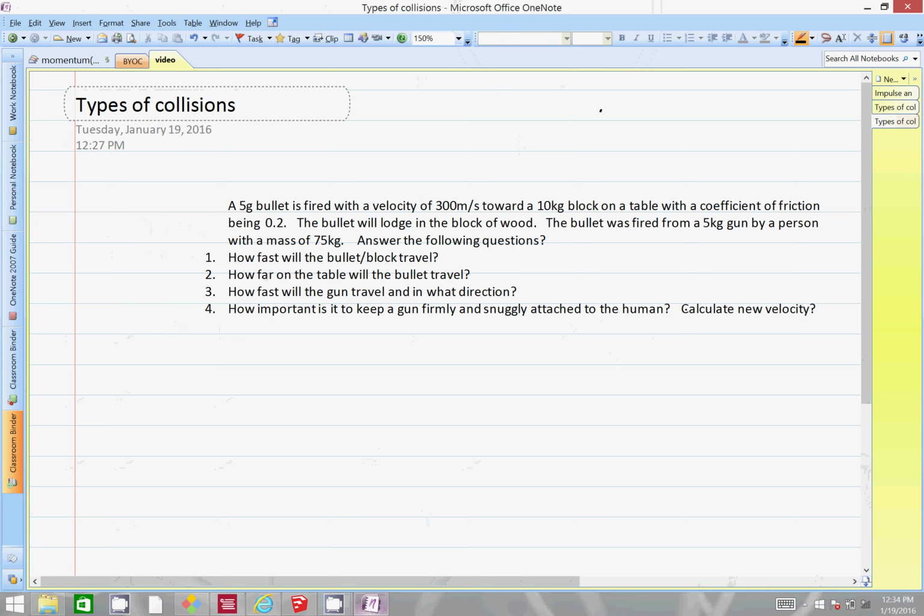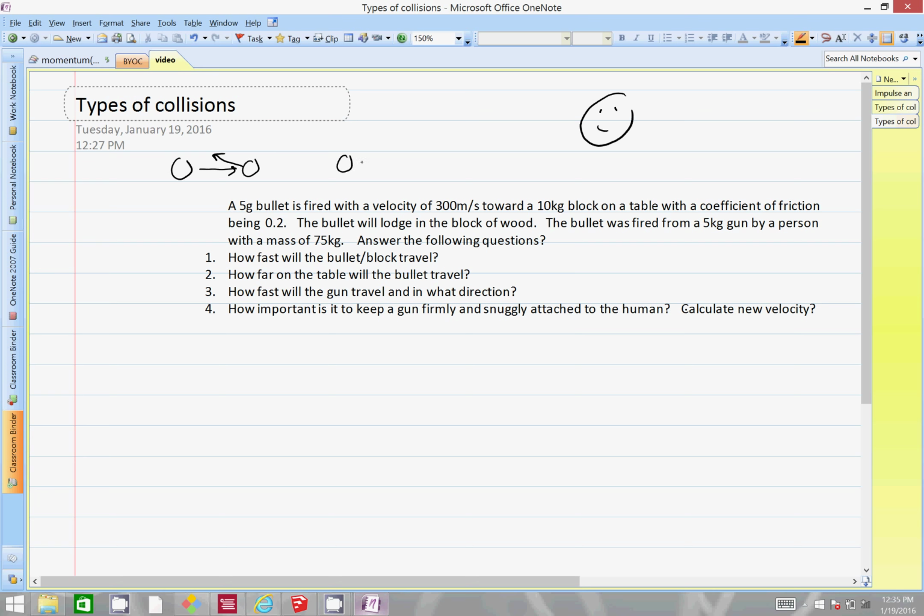A couple of problems here involving collisions. Working through one main problem now. We have a couple different types of collisions we could have. We could have potentially one object running into another object and simply bouncing off that object.